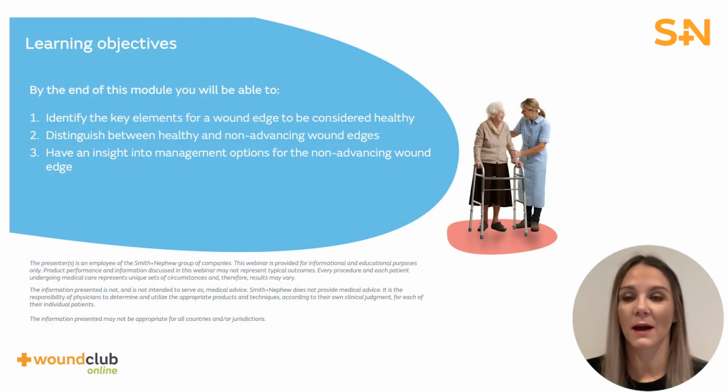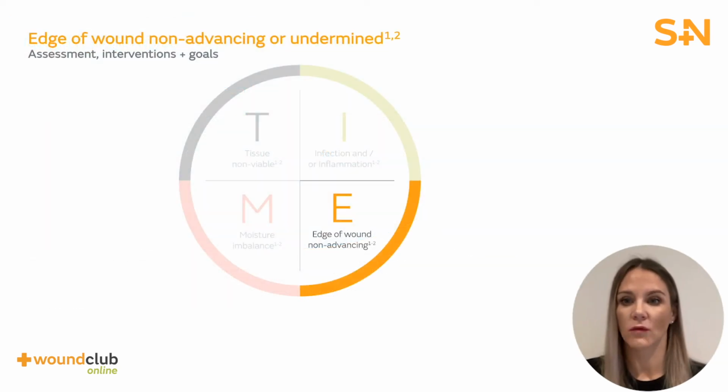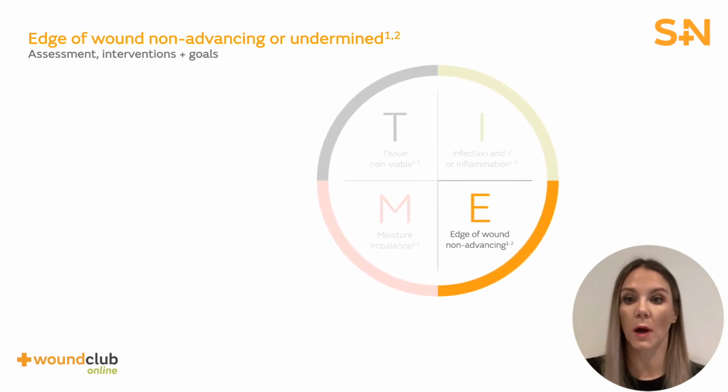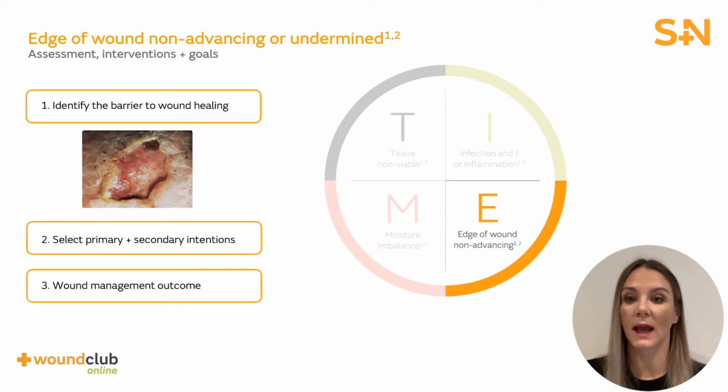My name is Gemma and I'm one of the wound care specialists at Smith+Nephew, and today we will be discussing wound bed preparation with the main focus being on the edge of wound. E represents edge of wound, non-advancing or undermined. This is the final component of TIME, and it is the active division, migration and maturation of epidermal cells from the wound margin across the open wound.